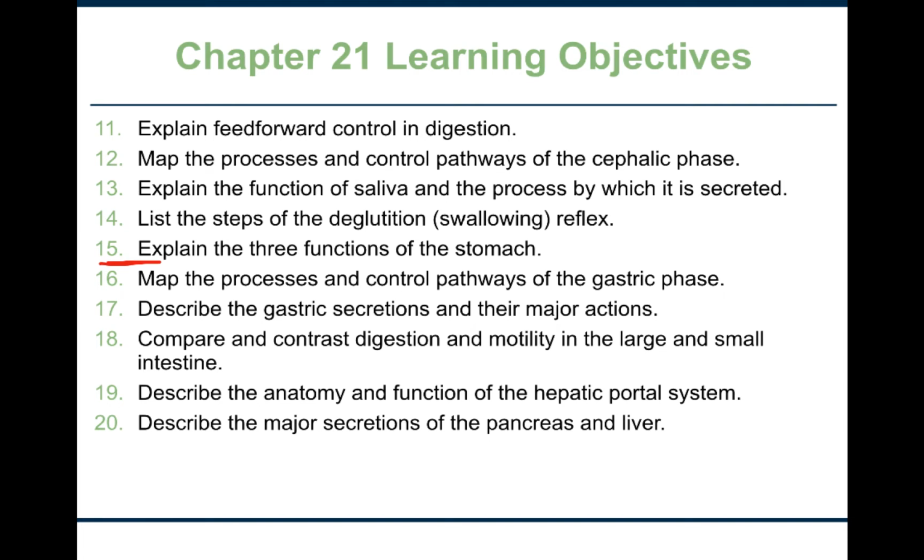A vast majority of this information will relate to the small intestine. We'll cover very little on the large. And then we'll discuss some accessory organs, including part of the liver, the hepatic portal system, but especially the gallbladder, the pancreas, and the liver.